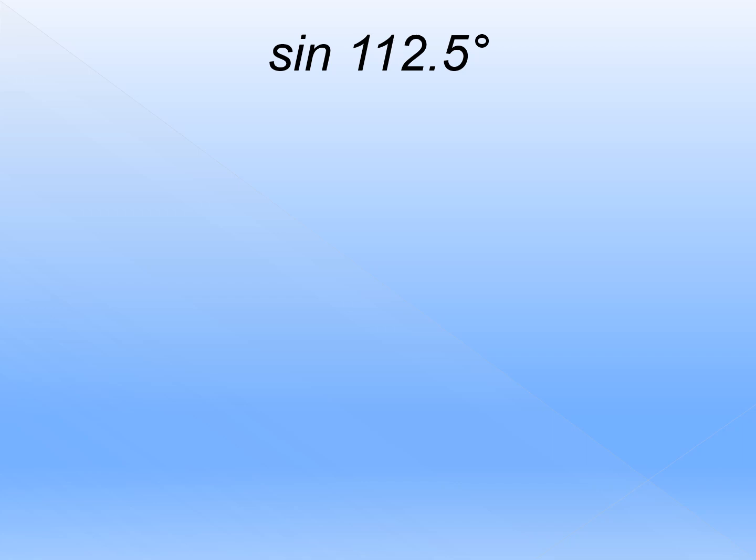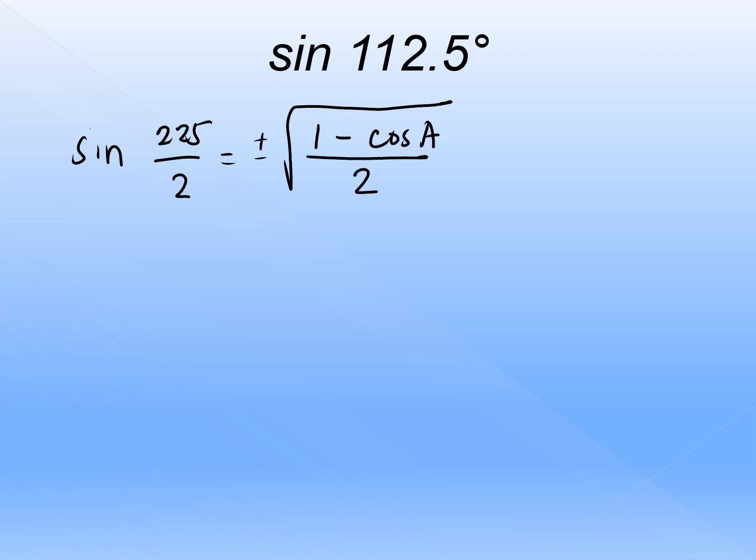How? We're going to use sine of 225 divided by 2. Why? Because 225 divided by 2 is equal to 112.5. So it is equal to, let's write the formula, positive or negative square root of (1 minus cos A) all over 2. Now, what are we going to do? We're going to substitute the value of A, which is 225. So we have positive or negative square root of (1 minus cos 225 degrees) all over 2.